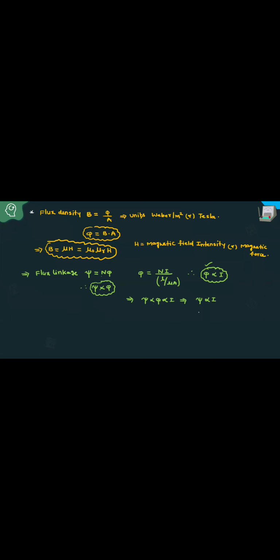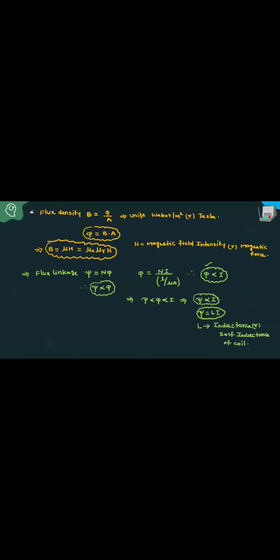I. Then if you remove the proportionality, we can get one constant: psi equal to L I. So just like V equal to I R, here we are getting psi equal to L I, where L is the inductance or self-inductance of coil. This is one of the properties of the coil. From this, psi is proportional to I, psi equal to L I. If you remove the proportionality, we are taking one constant.